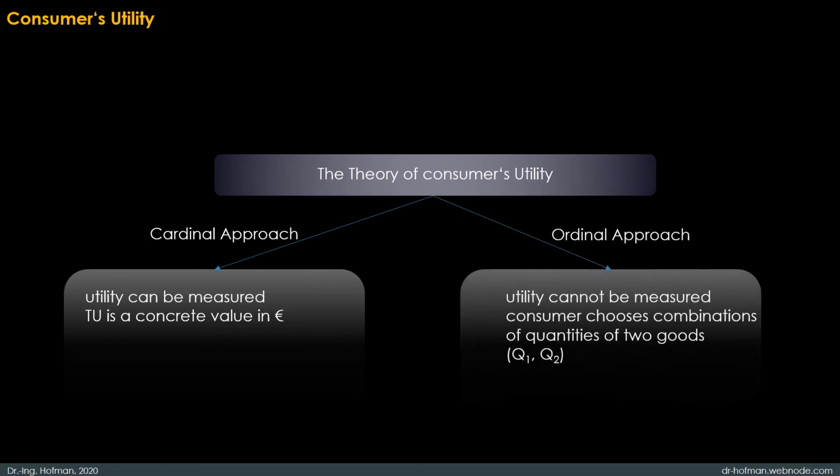The Ordinalist school asserts that utility can't be measured in quantitative terms. Rather, the consumer can compare the utility accruing from different commodities or combinations of them and rank them in accordance with the satisfaction each commodity or combination of commodities gives them.